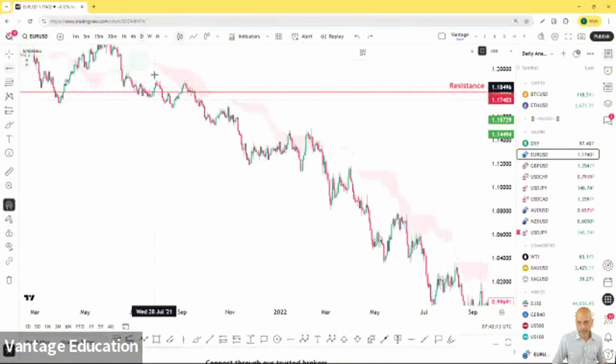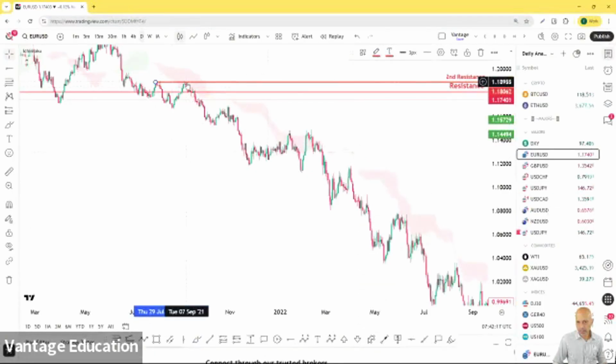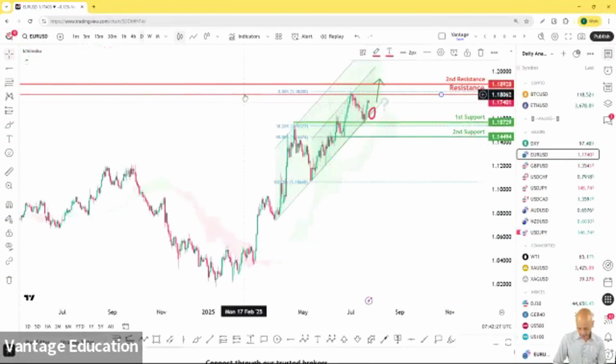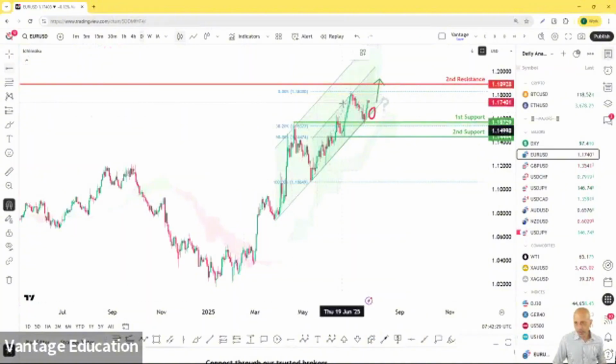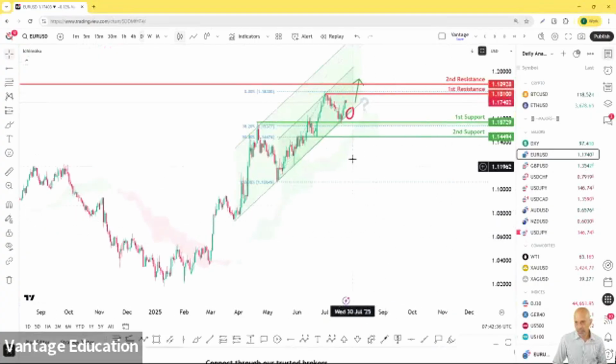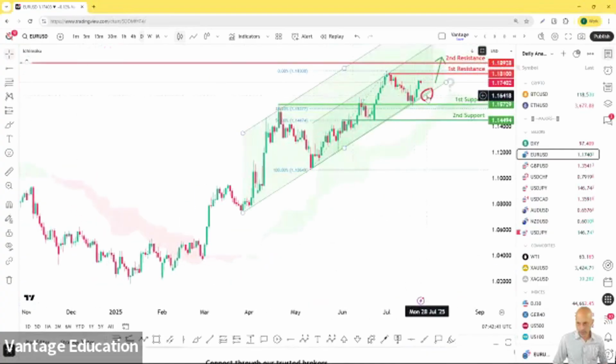This is where we can label the second resistance, a multi-swing high level at 1.1892, which has been in place since September 2021. And first resistance is simply going to be the swing high that was formed right at the beginning of July. So that means if we do see the euro fall towards the lower trend line of the upward channel once again, and if we can stabilize here, we've got an opportunity to go long.